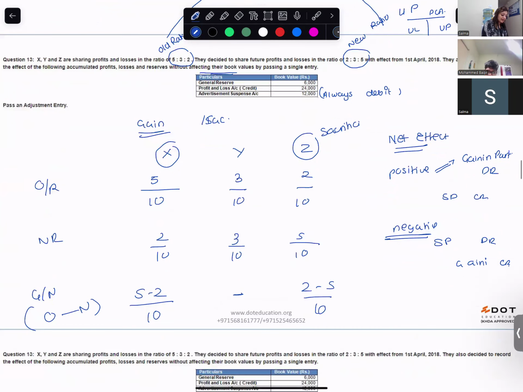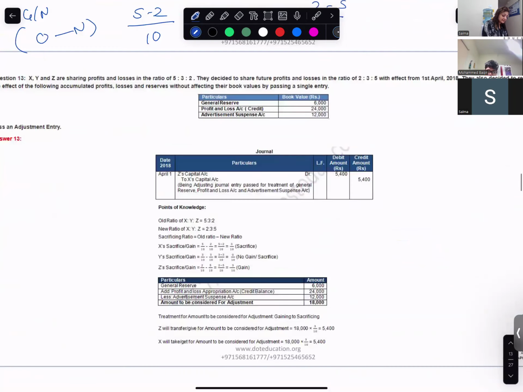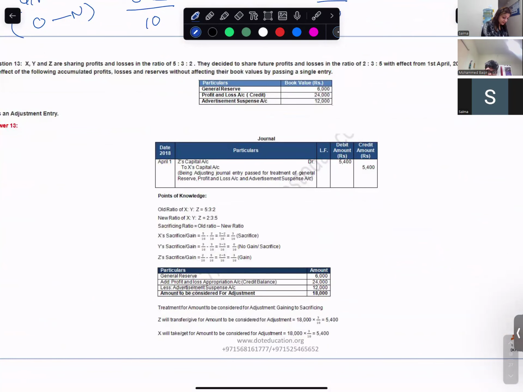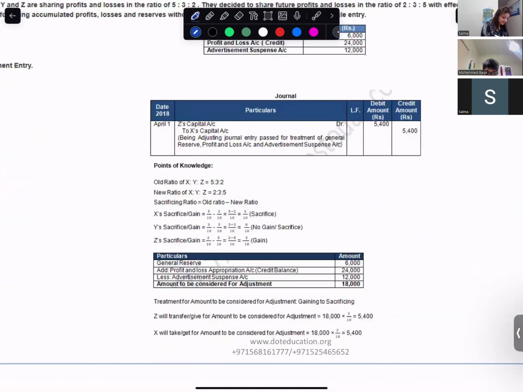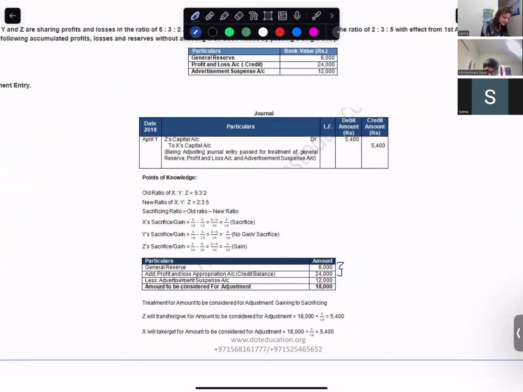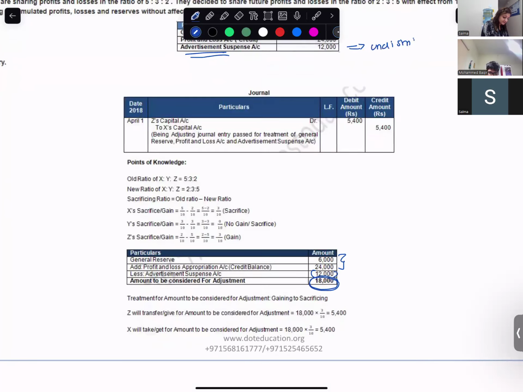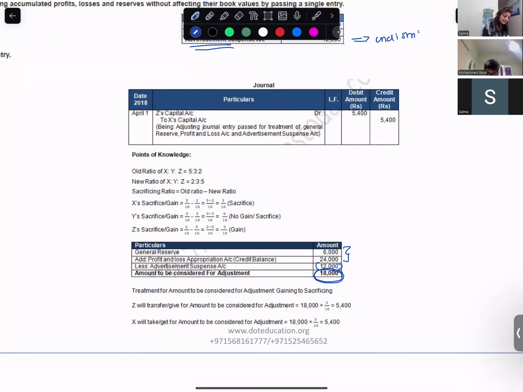Okay, so to calculate the net effect, what do you do? All the undistributed profits you will add and you will deduct the undistributed losses. Advertisement suspense is an undistributed loss. Are you with me? So the amount that has to be considered for adjustment is how much? 18,000. It's a positive figure.